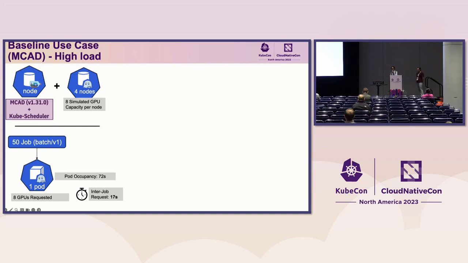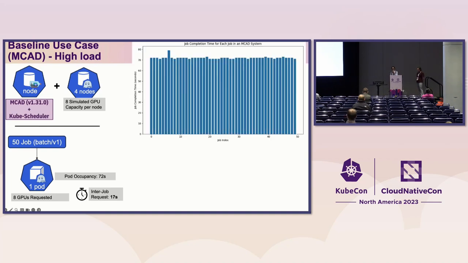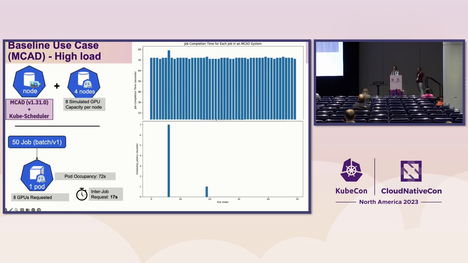For the MCAD system, we performed the same experiment. Now we observe that the job completion time for many jobs is 72 seconds, except for just one of the jobs. I think the MCAD system made an incorrect decision there. It was a false positive. It dispatched the job even when not enough resources were available, and the job ended up being queued, and therefore it induced the scheduling latency, and therefore you see that spike for that corresponding job.